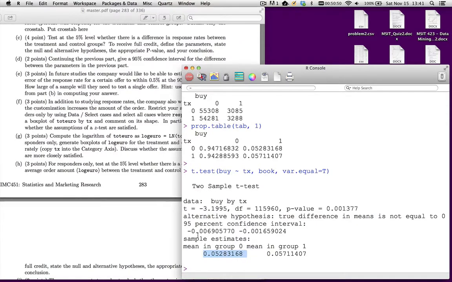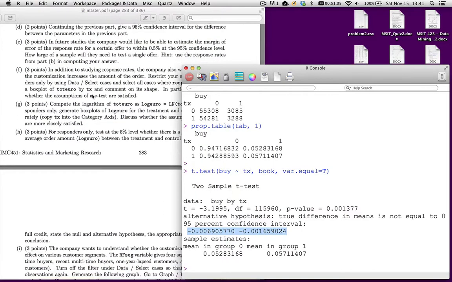How do I get the confidence interval? Well, here's the confidence interval for the difference. The thing to note about this is that 0 is not in it, so we're going to reject the value of 0. 0 means that the difference between the treatment and control is 0. So we're going to rule that out.